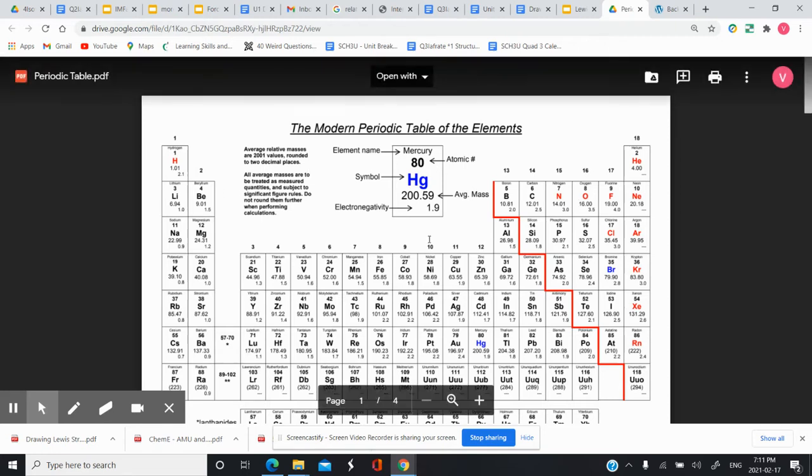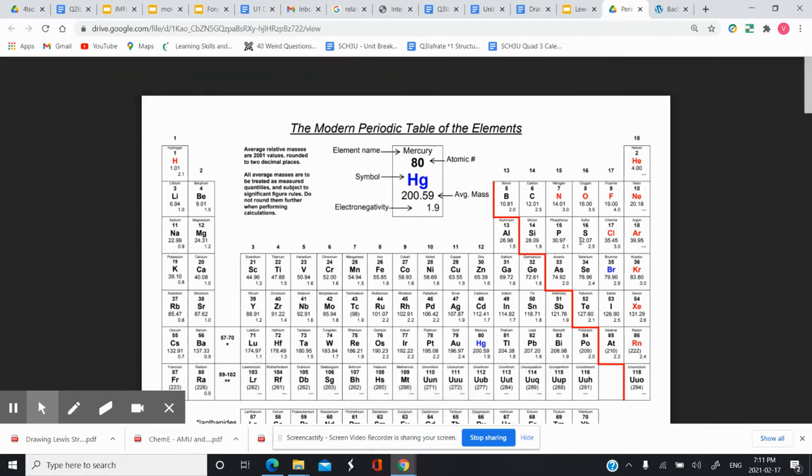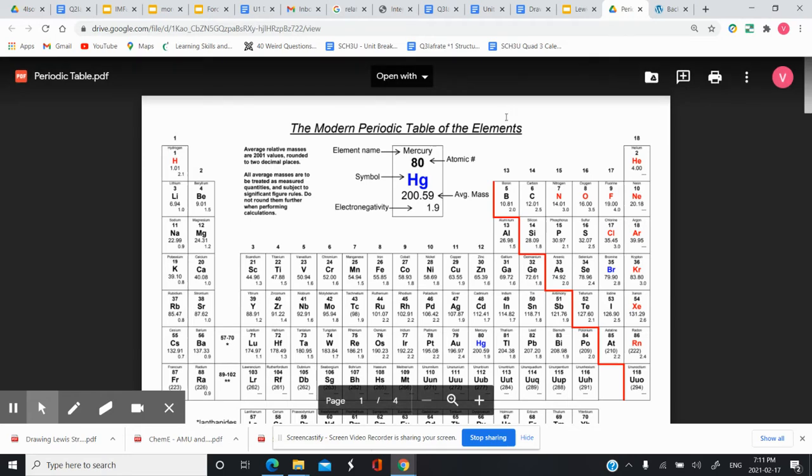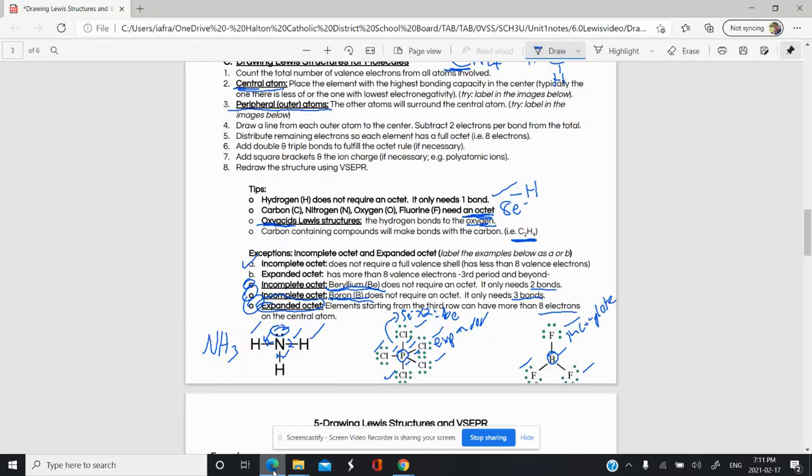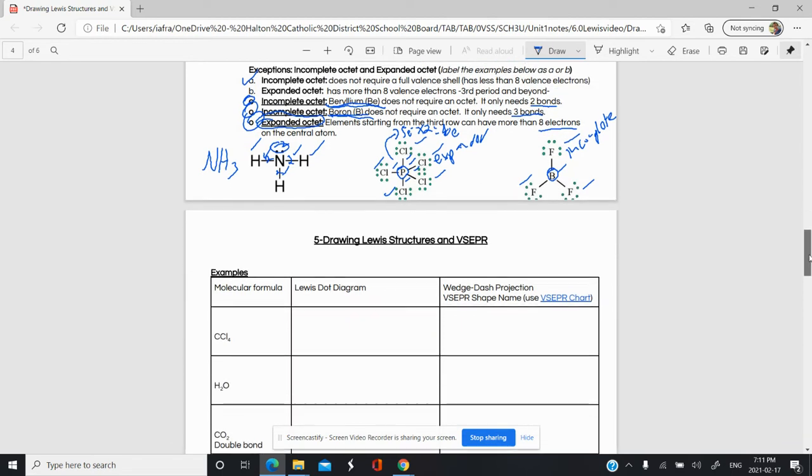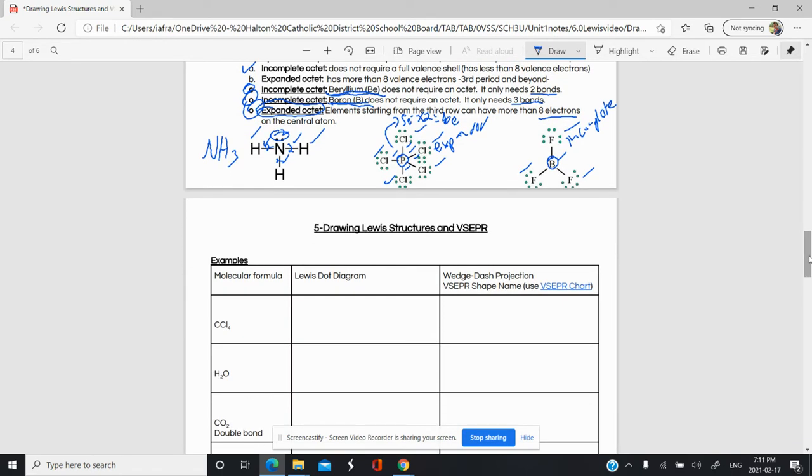So if you're in the second period, your central atom should never have more than 8 valence electrons. But once you get to the third period, your central atom can have an expanded octet. So just remember that in the exceptions as we go ahead to draw Lewis structures. So let's do an example together. We'll start off with CCl4, carbon tetrachloride.